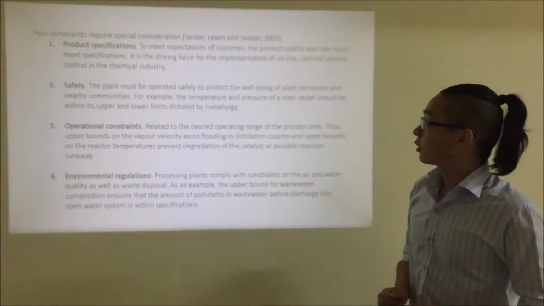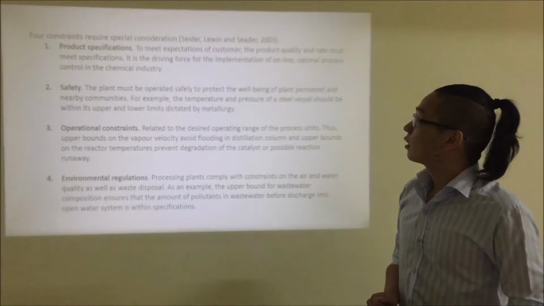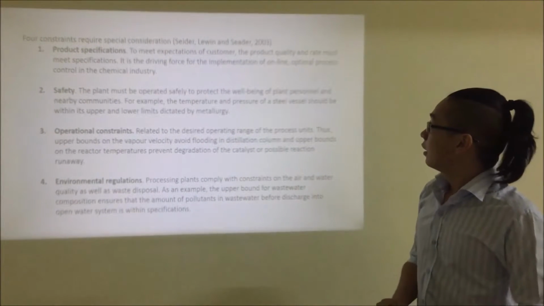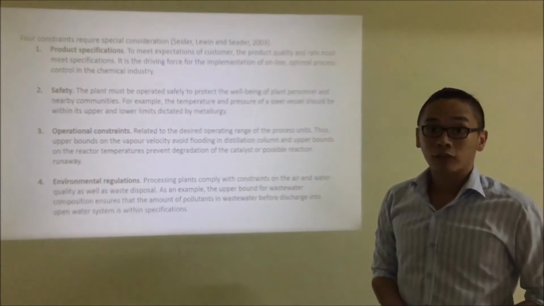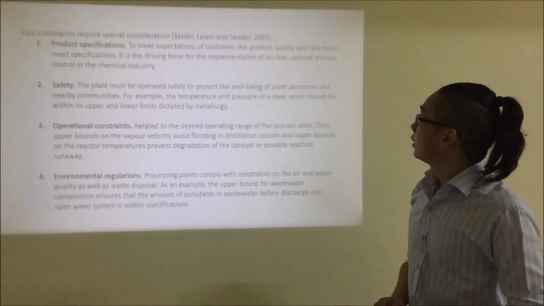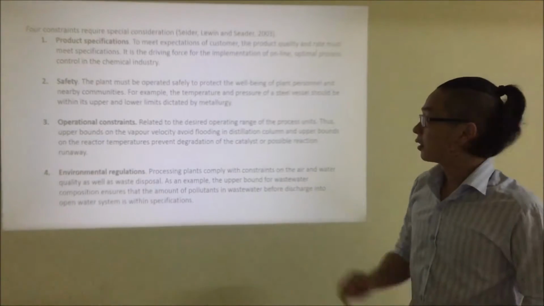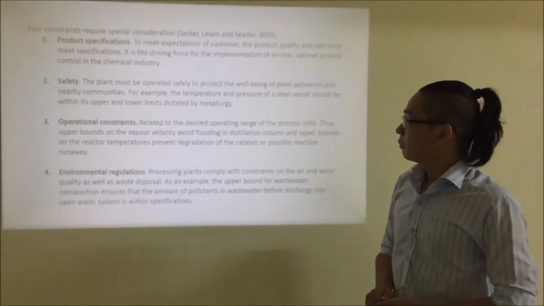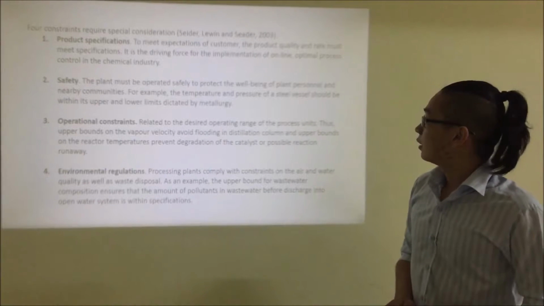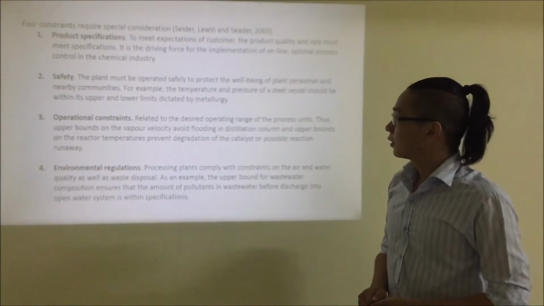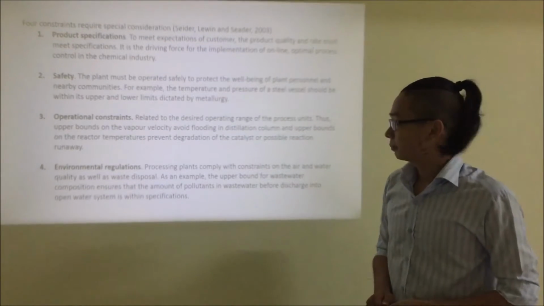The 4 constraints required for special consideration are: first, product specification. To meet the expectation of the customer, the product quality and rate must meet specification. Next is the safety. The plant must be operated safely to protect the well-being of the plant operators, the personnel and the nearby communities.